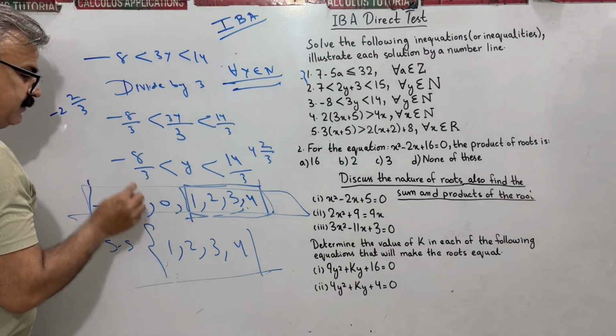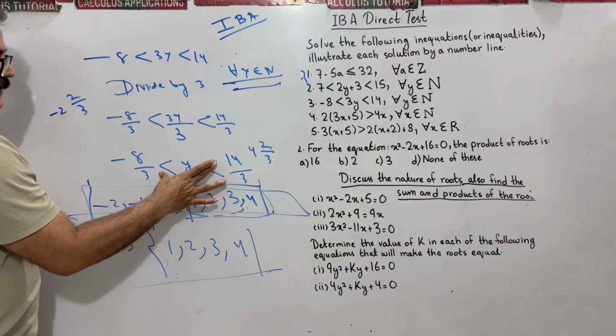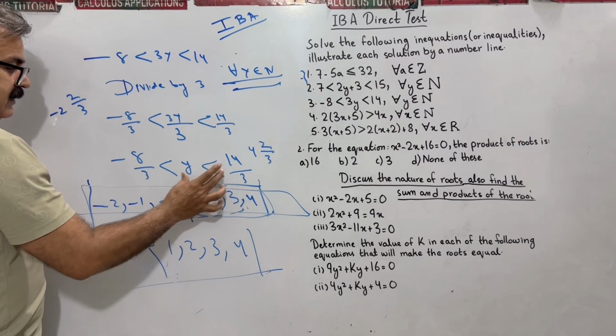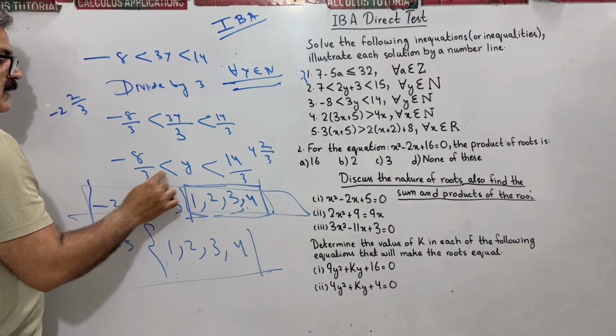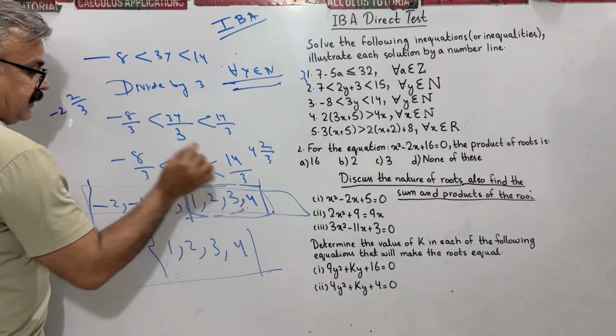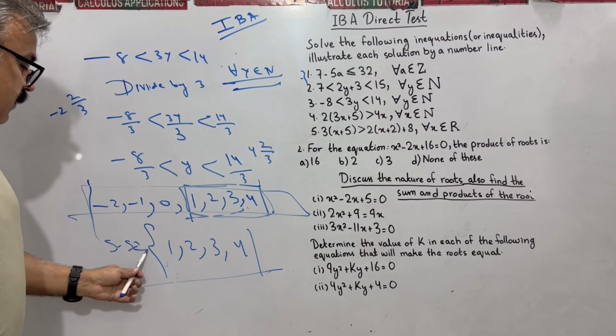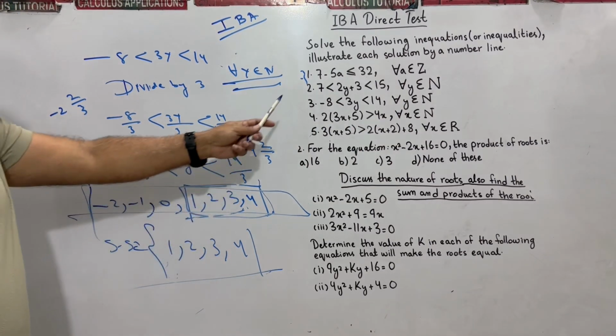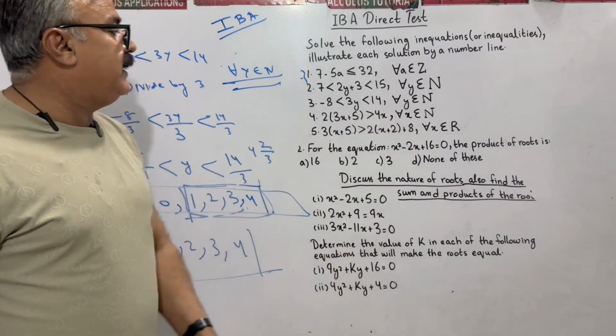These are the only natural numbers, 1, 2, 3, 4, that lie in this interval, from minus 8 upon 3 to 14 upon 3. So our solution set is 1, 2, 3, 4. Why? Because we have been restricted, y must belong to natural numbers.